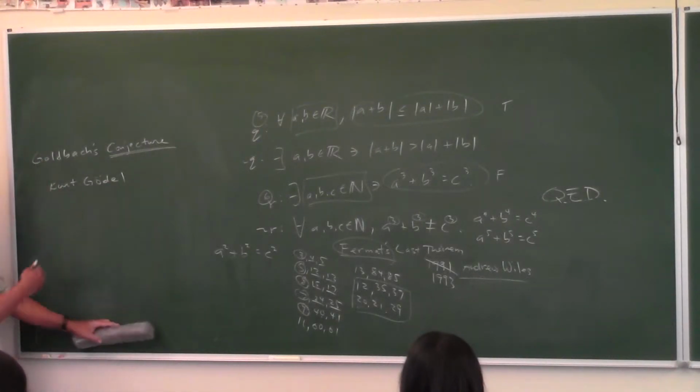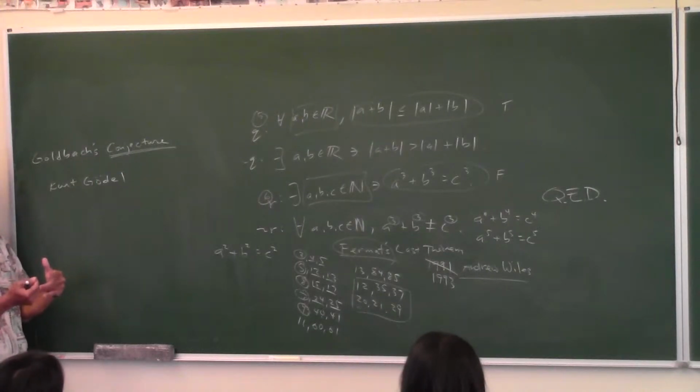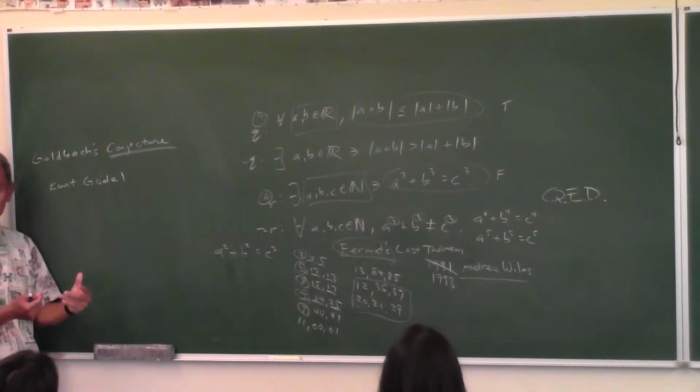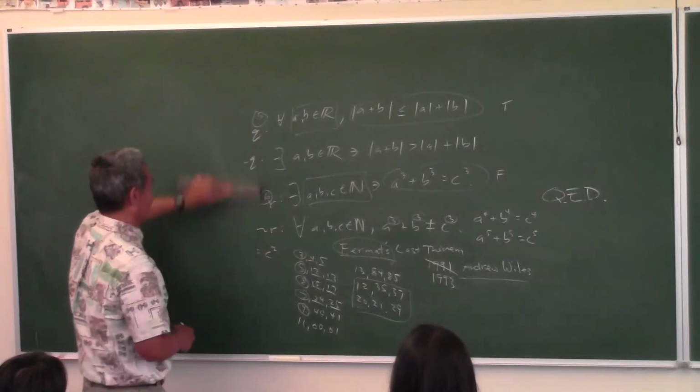But isn't that kind of perplexing? Somebody actually proved that there are some statements in math that cannot be proven true or false. It's quite awesome. How do you do that?